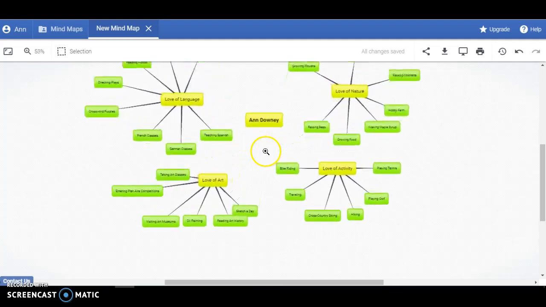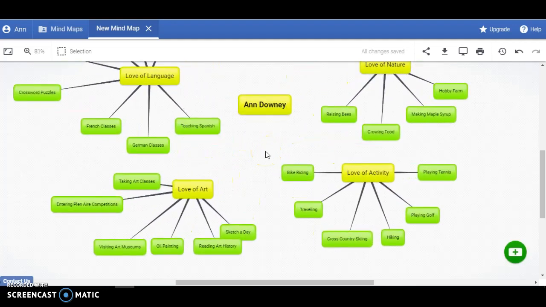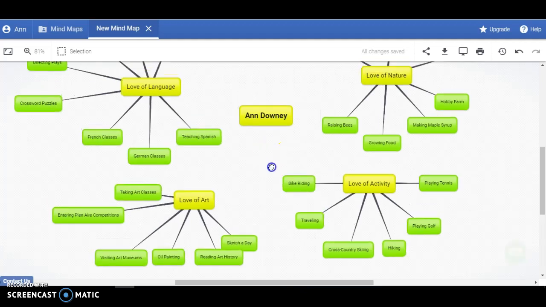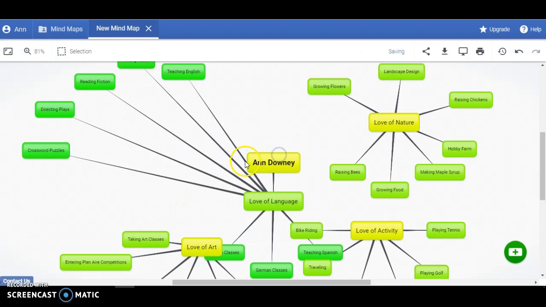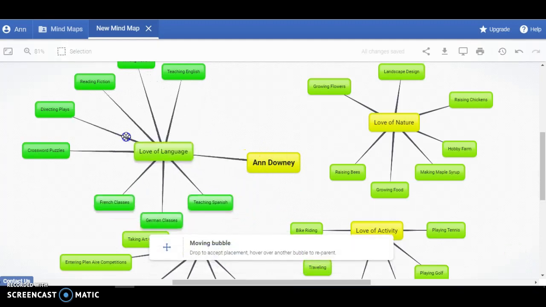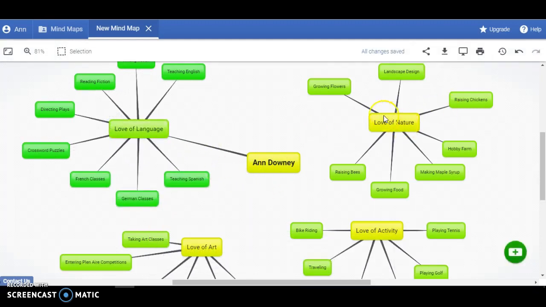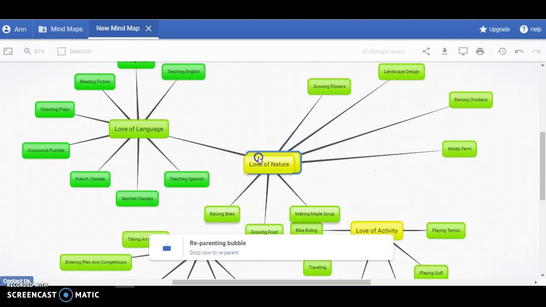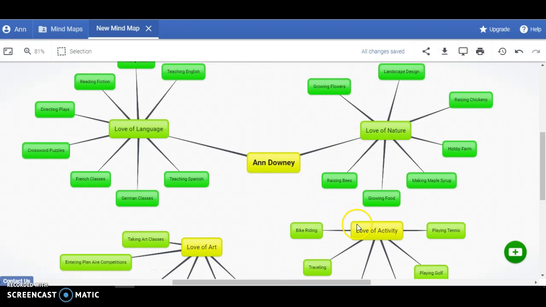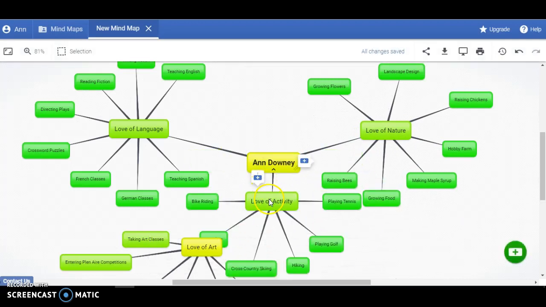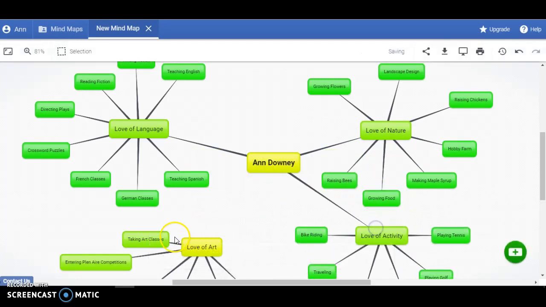Whoops, wrong way. And the leisure activities and the 3 things I do for work, teaching English and Spanish and doing landscape design. And everything, when I looked at it, kind of fell into 4 categories, and those are love of language. I sort of love this tool when you just drag it over and things change color. It's just really neat. Love of nature, love of activity, and then love of art.